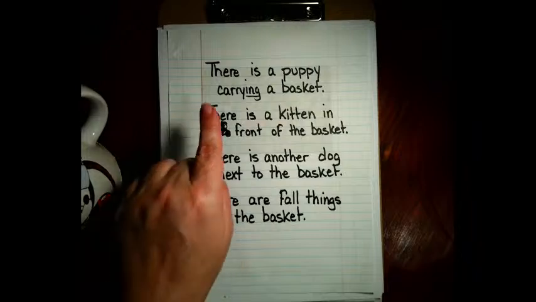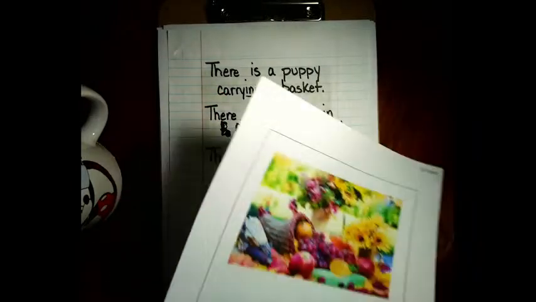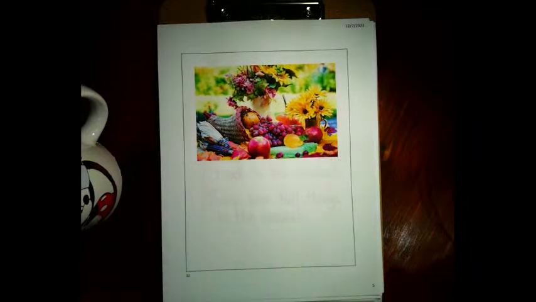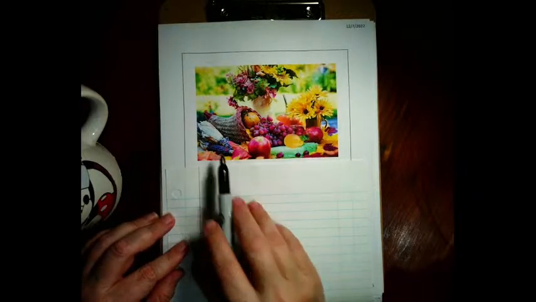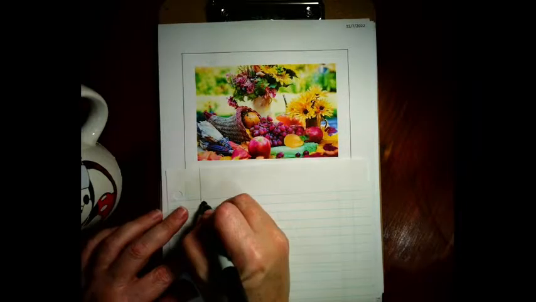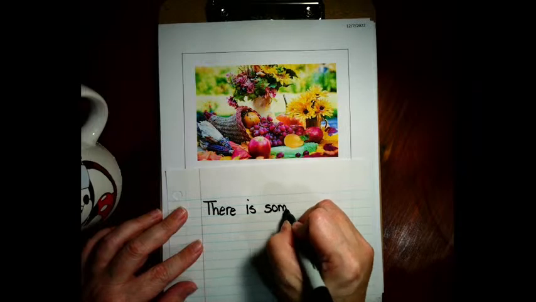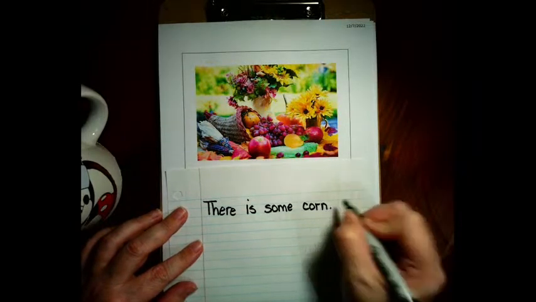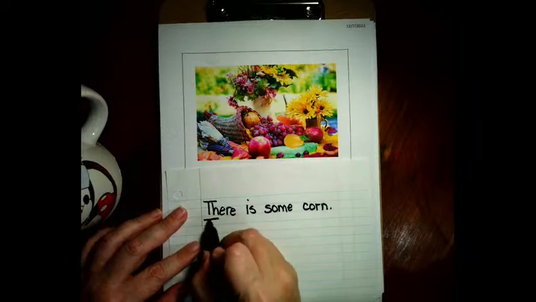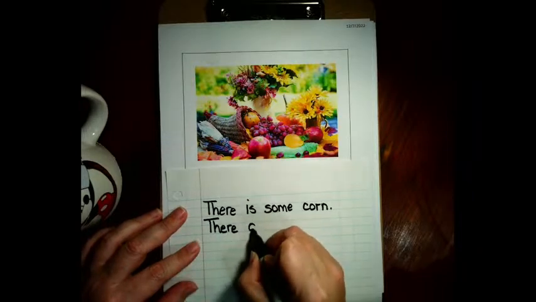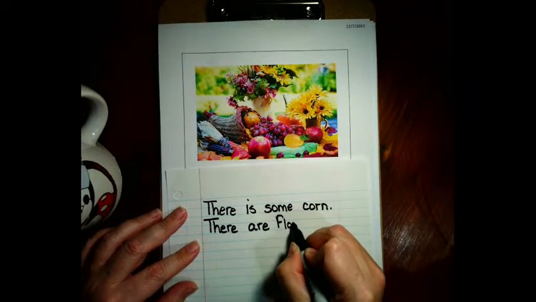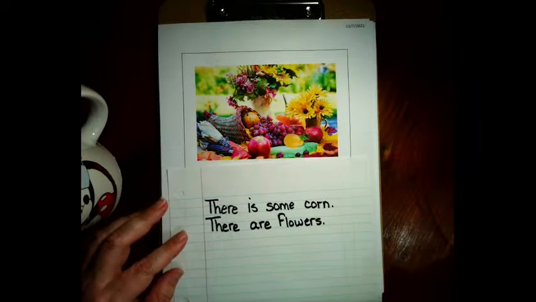Let's do a couple of questions about this picture. Let's make some questions. So this one looks like it's more fruit than vegetables. Well, I don't know. There's corn. So there is some corn. And there are flowers.